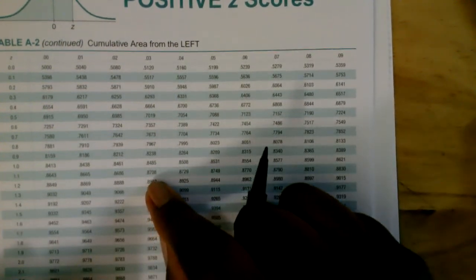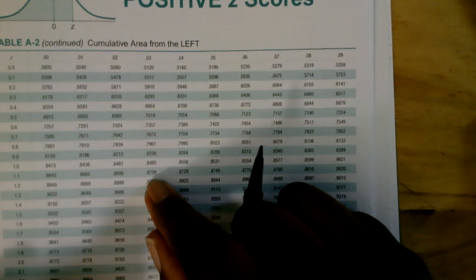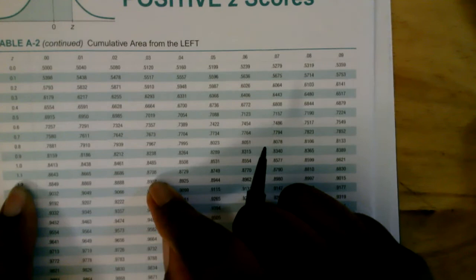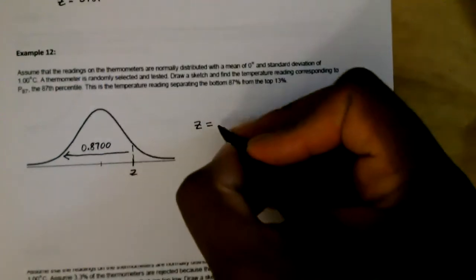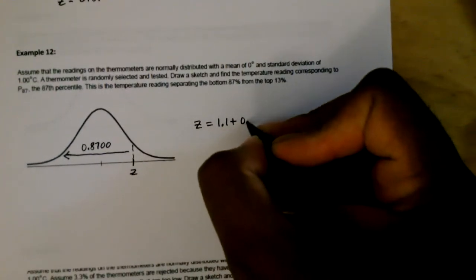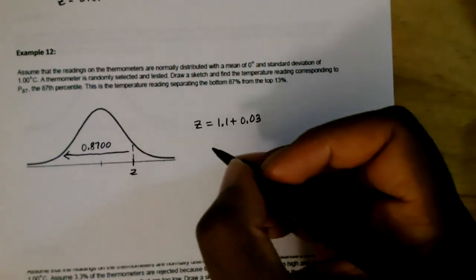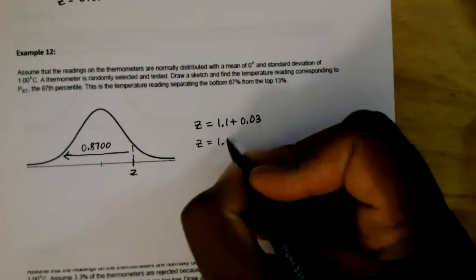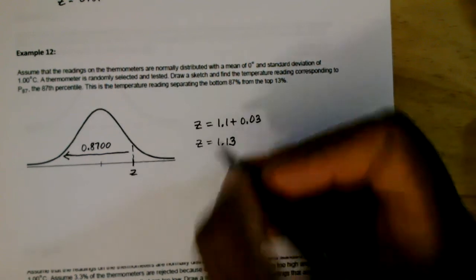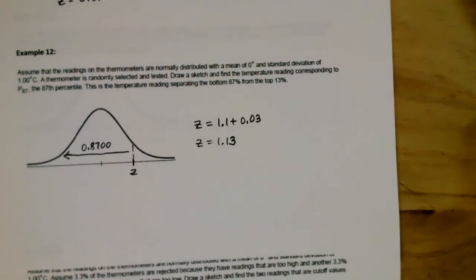by 8. Now, if I use 0.8686, that wouldn't work because that's less than 14. So I want to use the one that's closest. So I'm going to use the 0.8708. Find the corresponding Z value for that. And that will be 1.1 and then 0.03. The 1.1 is on the left. The 0.03 is the column that it's in. So if I add 1.1 to 0.03, this will be 1.13. So the corresponding Z value will be 1.13.